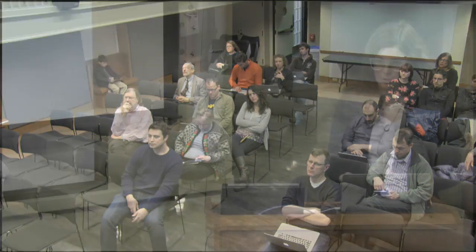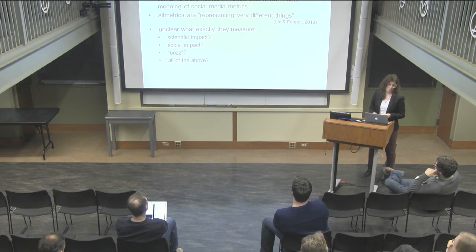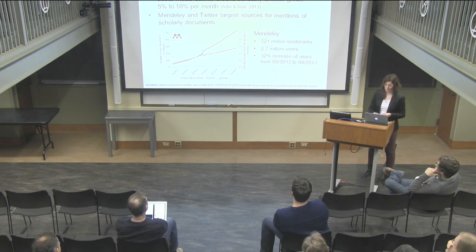So as Vincent said before, similar to the situation we had in the 1960s with bibliometrics, right now we don't really know what social media metrics measure. The only thing we do know is they all represent very different things. What it is, we're not sure yet, and that's what we're trying to find out. So it could be scientific impact they're measuring, it could be a social impact, it could be just buzz, people forwarding papers with funny titles, or it could be a mix of all of those, and that's what we're trying to find out.